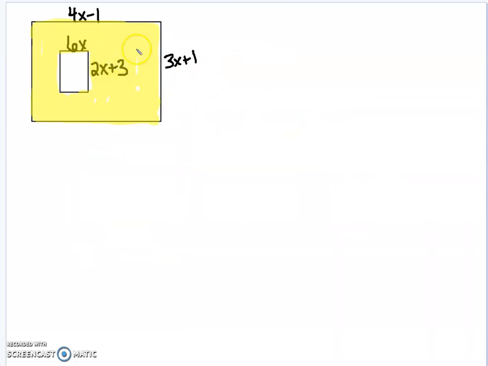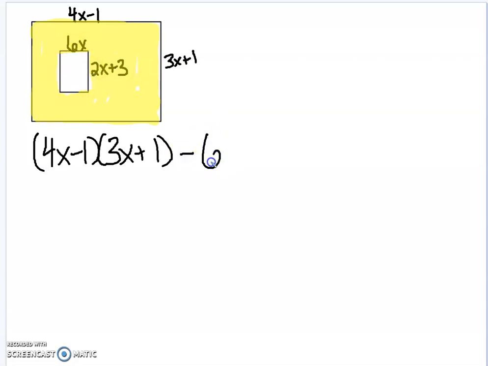In our last problem here, we're looking at finding the area of the shaded region. So we're going to be taking the area of the big rectangle, which is 4x minus 1 times 3x plus 1, and we're going to be eliminating or subtracting the area of the small rectangle, which is 6x times 2x plus 3. So I'm going to look at these as two different problems. We're going to multiply this problem on the left and this problem on the right and then subtract. So we'll do the multiplication.